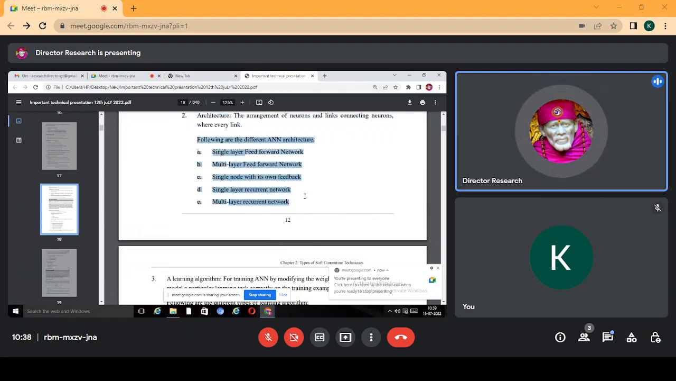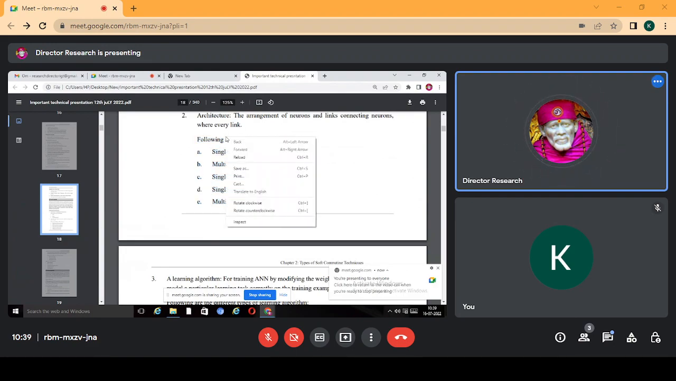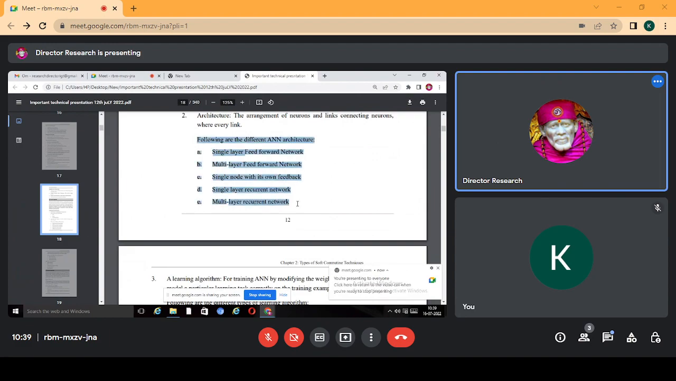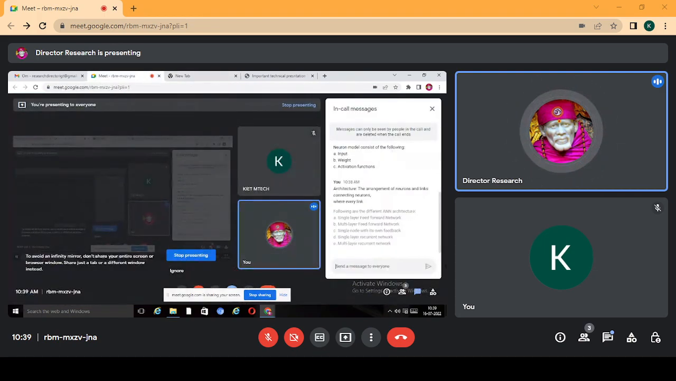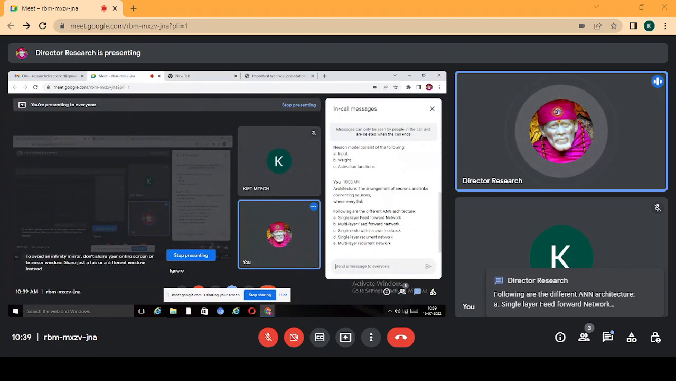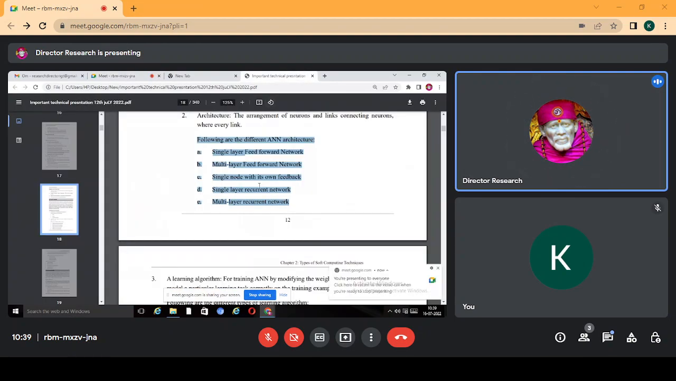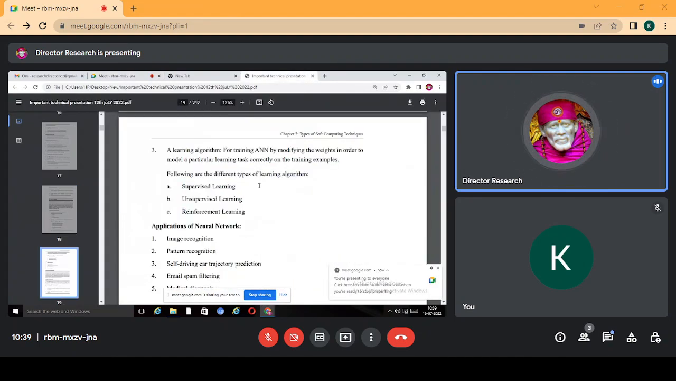Single layer feed forward network, multi-layer feed forward network, single node with its own feedback, single layer recurrent network, multi-layer recurrent network, like that. These are the different types of architectures. Okay, so those are the architecture types actually.